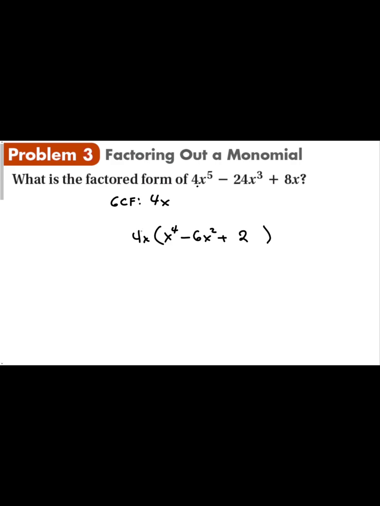And you can see that if I were to multiply this back, I would get my original expression. And that's how you can check when you're factoring. So you can always check your factored form to see if it's correct by multiplying it back out and seeing if you get your original expression.